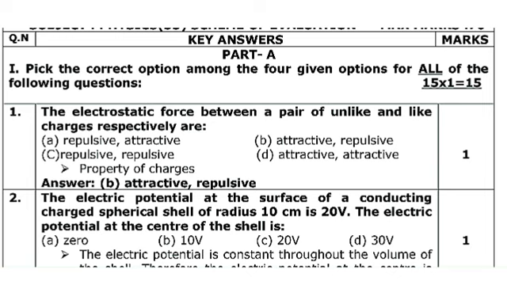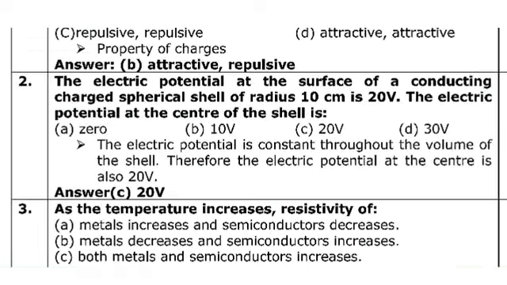Question number 2. The electric potential at the surface of a conducting charged spherical shell of radius 10 cm is 20 volt. The electric potential at the center of the shell is option A 0, option B 10 volt, option C 20 volt, option D 30 volt. Here they asked the electric potential at the center of the shell, and we can write the given as radius of the shell is 10 cm and voltage is 20 volt.